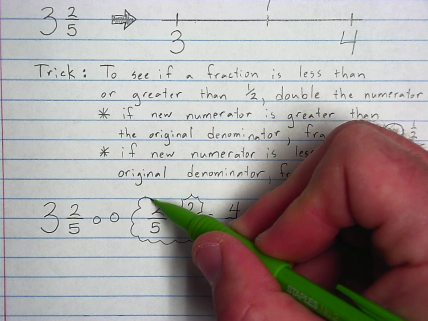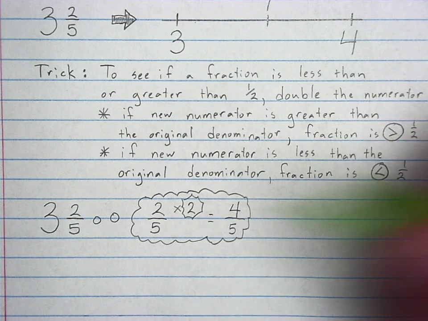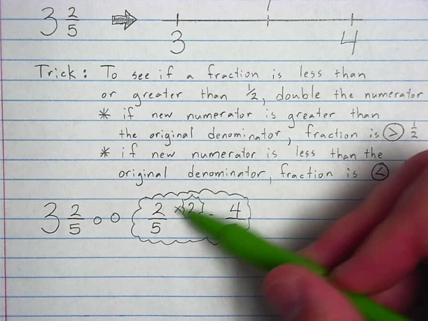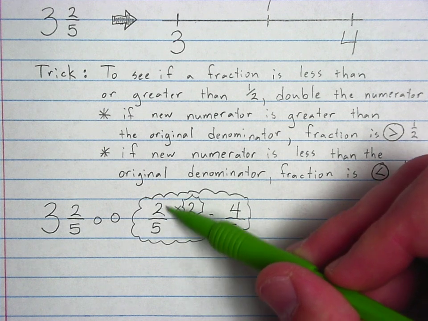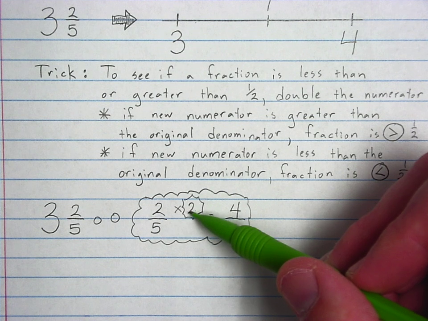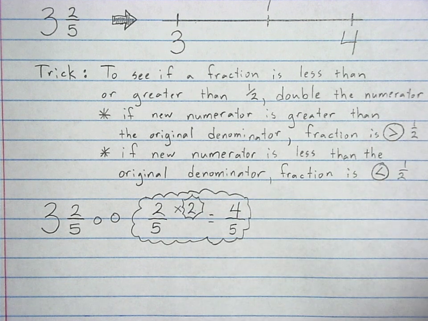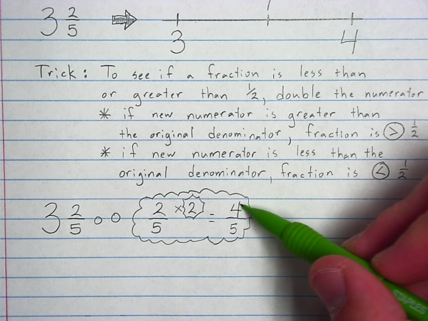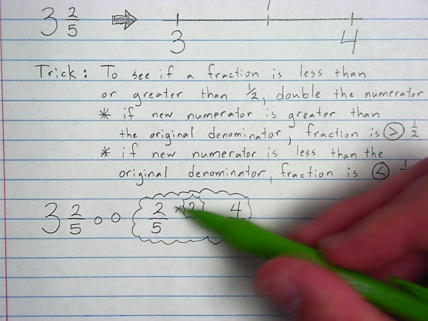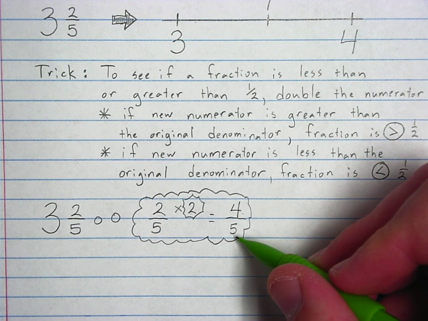4/5. Now, if the fraction was equivalent to 1/2, 2 halves would be a whole, right? So doubling the numerator, 2 times 2 equals 4. Doubling the numerator tells us if we have enough pieces to make a whole or if we have more than enough. We don't have enough. Doubling it, 2 times 2 is 4. That's less than the denominator.